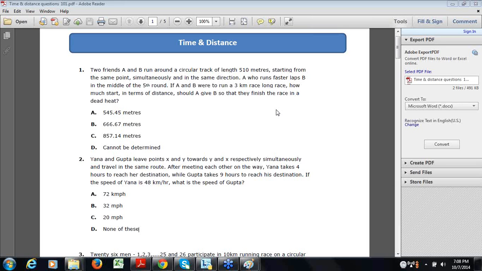Okay guys, time is up, so I'll solve question number 1 first. Some of you have got correct answers, some of you are still trying. As I can see, Rajesh, you have got it correct. Let me solve question number 1 and 2 for you.